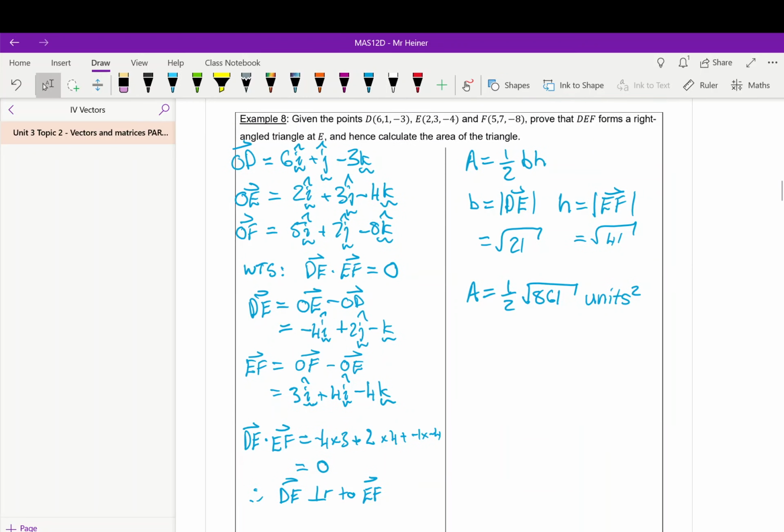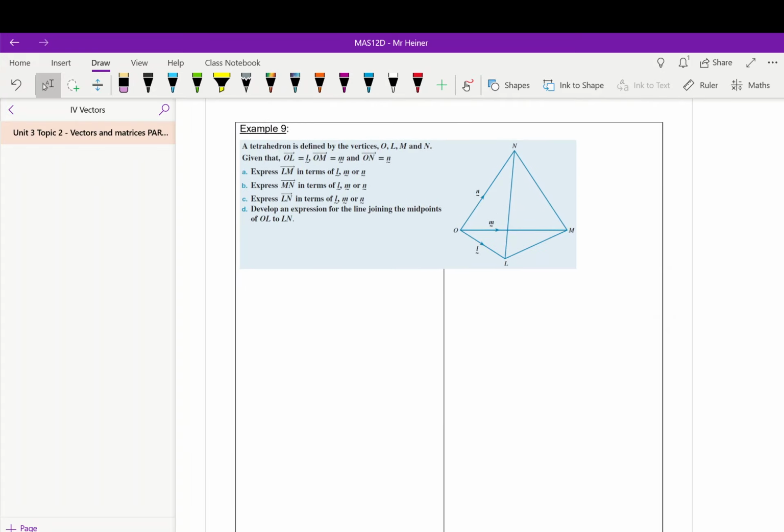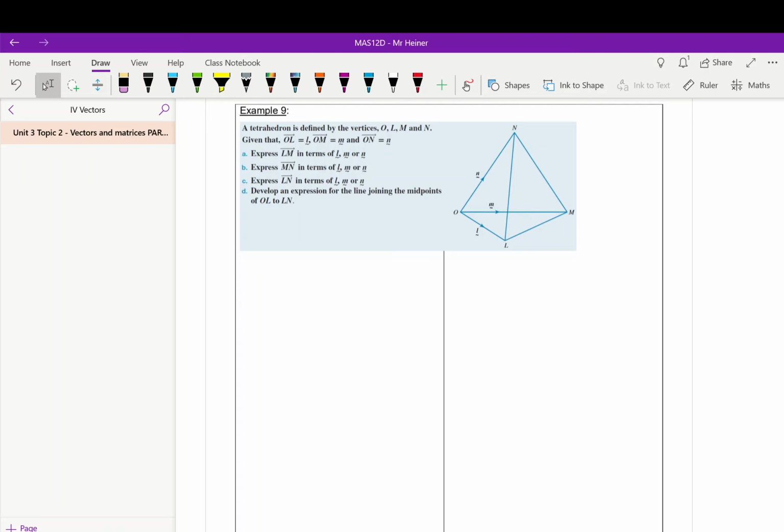Okay, there's a nice image in the textbook that illustrates this in the 3D plane. I'll probably just copy and paste that into the OneNote at a later date so that you guys can have a look at that. Let's move on to the last example for today. So a tetrahedron is defined by the vertices O, L, M, and N. Given that OL is defined by the vector L, OM is defined by the vector M, and ON is defined by the vector N, express LM, MN, and LN in terms of L, M, and N, and then develop an expression for the line joining the midpoints of OL and LN.